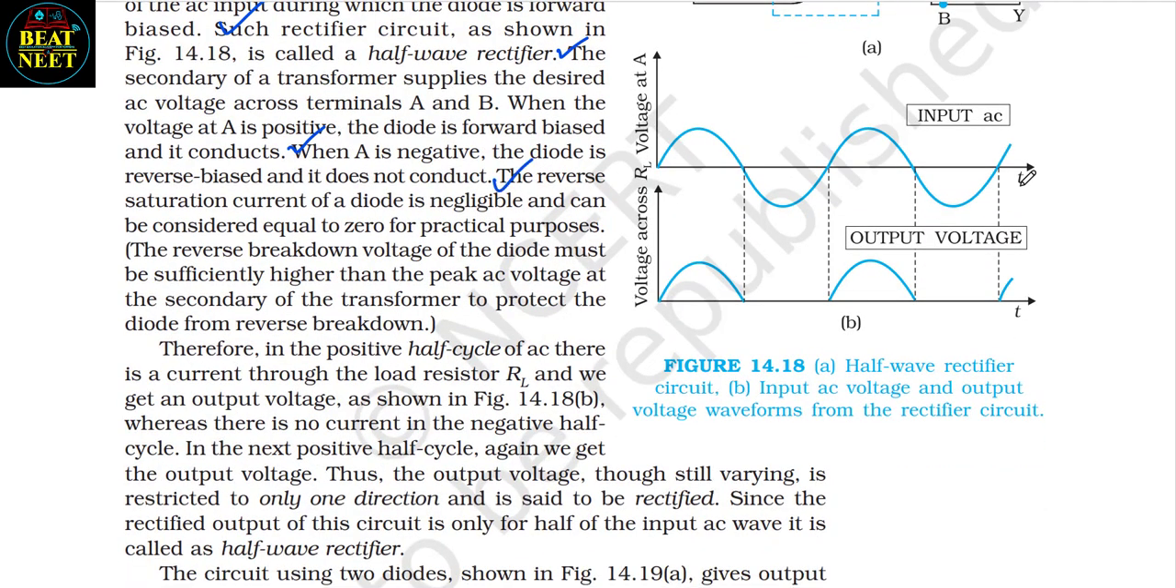The reverse saturation current of a diode is negligible and can be considered equal to 0 for practical purposes. The reverse breakdown voltage of the diode must be sufficiently higher than the peak AC voltage at the secondary of the transformer to protect the diode from reverse breakdown. Therefore, in the positive half cycle of the AC, there is a current through the load resistor RL and we get an output voltage as shown in figure 14.18.